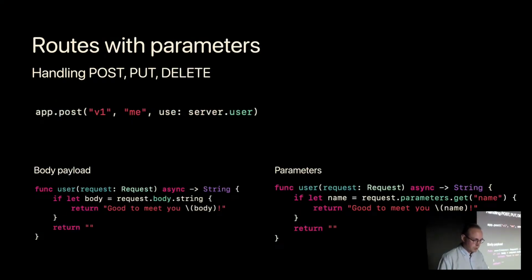Of course you can also handle post, put, and delete. We'll take an example here where we've got a post with a URL /v1/me, and then in the body or in a parameter you can pass some sort of data. There's actually three ways that Vapor can intercept it, but there are two ways that you can get it out. One would be passing it in via a body payload. Let's say that this method takes a name. You could then fetch that out of the body as a string and return back, good to meet you, Dan, for example.